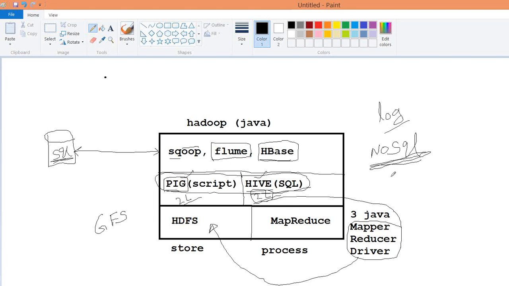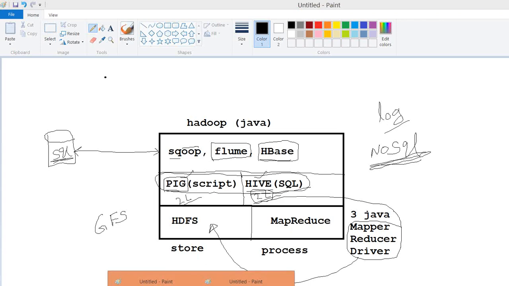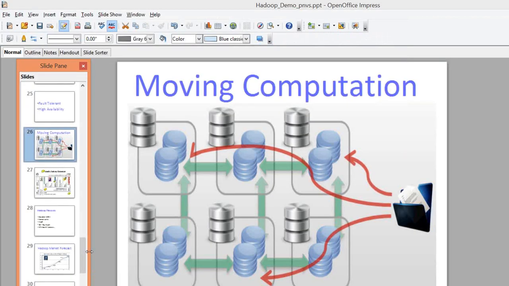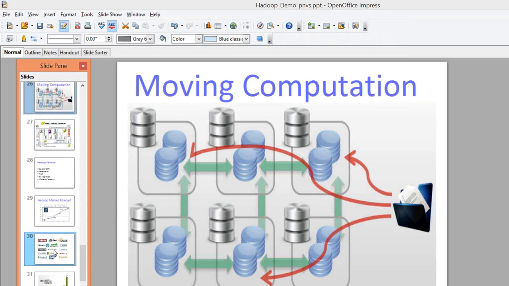Okay. Are we done with the class, sir? I have a few questions to ask. Yes. Almost I am done. This is the high level architecture of the Hadoop ecosystem. Okay. So almost done. I would just like to show one more slide.